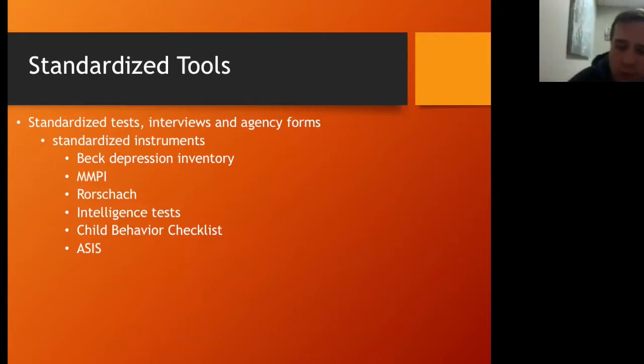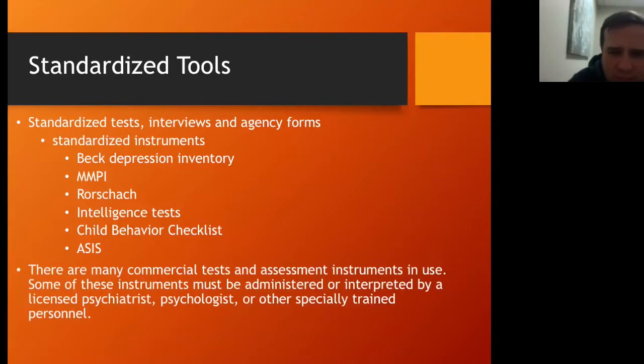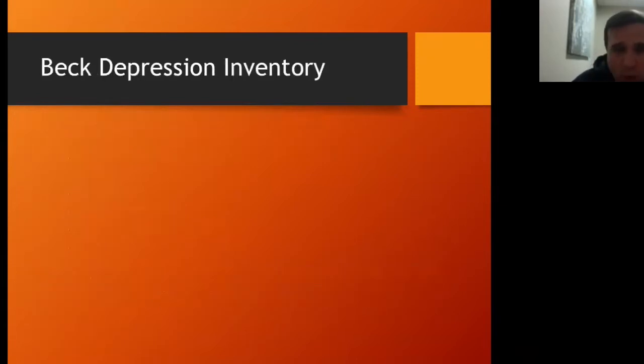Picking one needs to be based in some sense of validity, right? Some of the instruments must be administered or interpreted by a psychiatrist. Like the Rorschach is more of a psychological test. Child behavioral checklists, intelligence tests, those are more in the realm of psychology. But Beck Depression Inventories, anyone can give those. So we want to make sure that if we're going to use one of these tools, that we're taught how to use them.